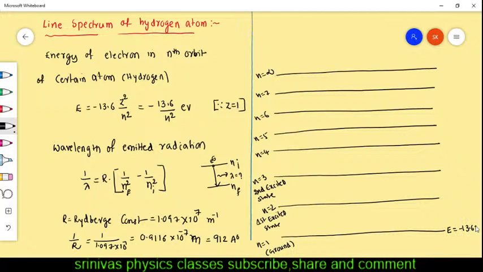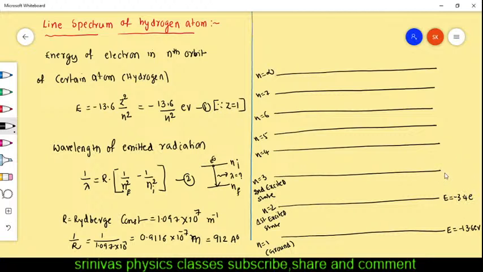Why? How did you get this? n is equal to 1, you substitute in the equation. You can consider this as equation 1, and this as equation 2. From equation 1, you write n is equal to 1 for the ground state energy. It means minus 13.6 electron volts. All the electrons in the first orbit have minus 13.6 electron volts energy. In the second orbit you substitute n is equal to 2 in equation 1, you will get minus 13.6 by 4, that is minus 3.4 electron volts.